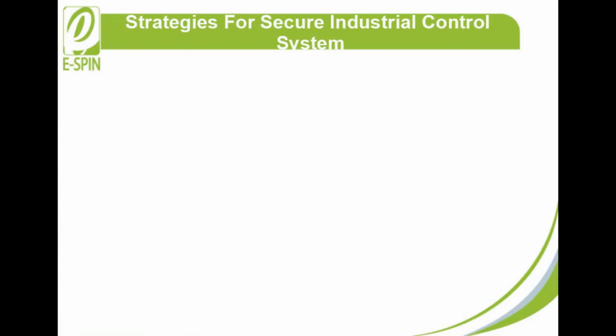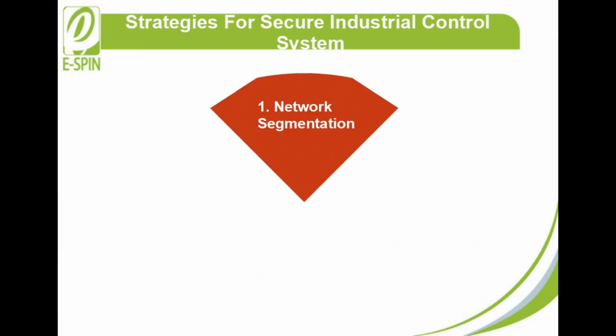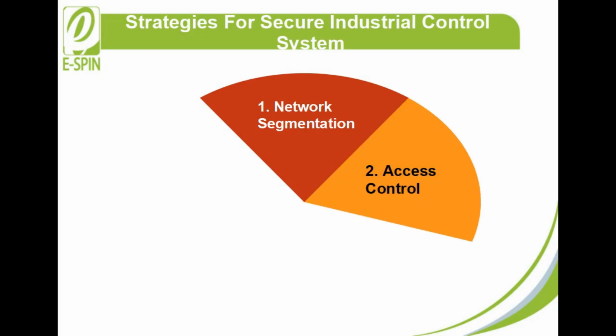Strategies for secure industrial control system. 1. Network segmentation. Segregating ICS networks from corporate IT networks can limit the spread of malware and reduce the risk of external attacks. It involves creating isolated zones within the ICS to minimize potential attack surfaces. 2. Access control. Prevent unauthorized users from accessing critical ICS components. Ensuring that only authorized personnel have access to sensitive systems is crucial for reducing insider threats.